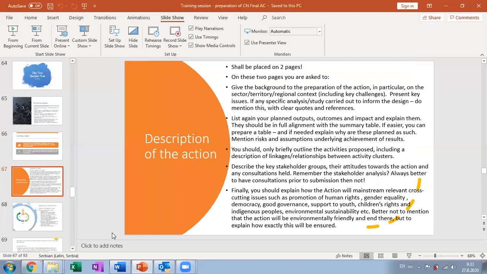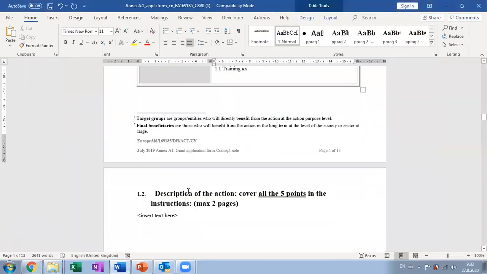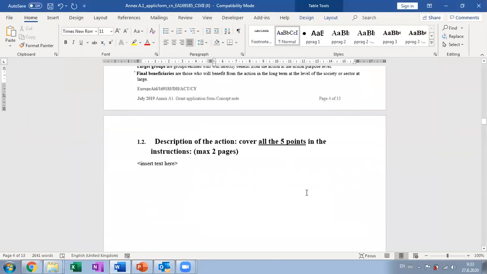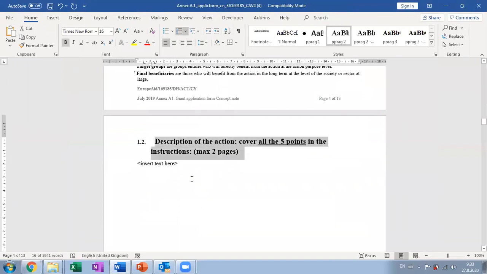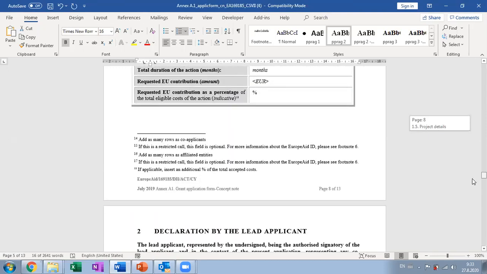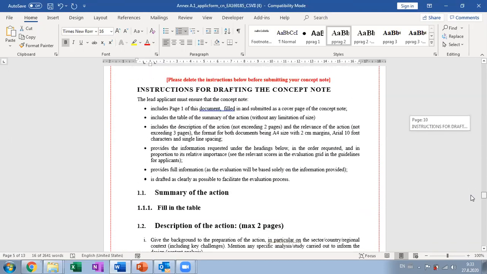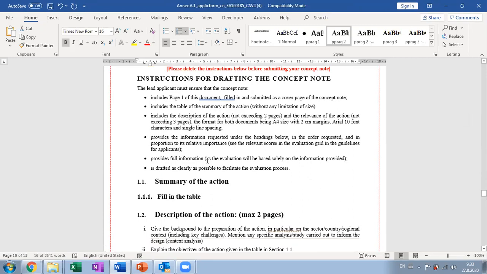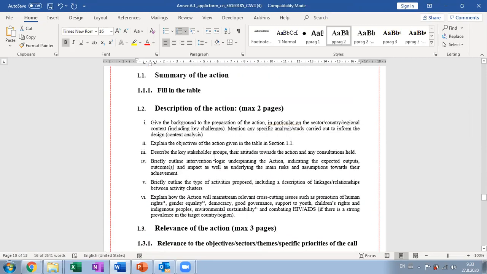Description of the action is your first kind of like the text that you enter. In the concept note, you see clearly here in the document, it says cover all the 5 points from the instructions. Let's go to instructions, and through these 5 points, they are explained here and also in my presentation, so it's more or less the same information.